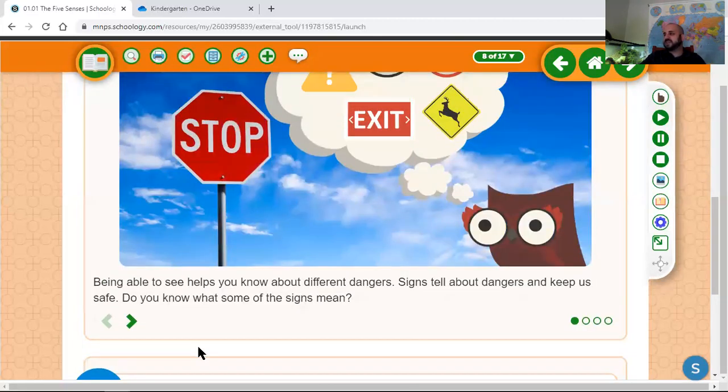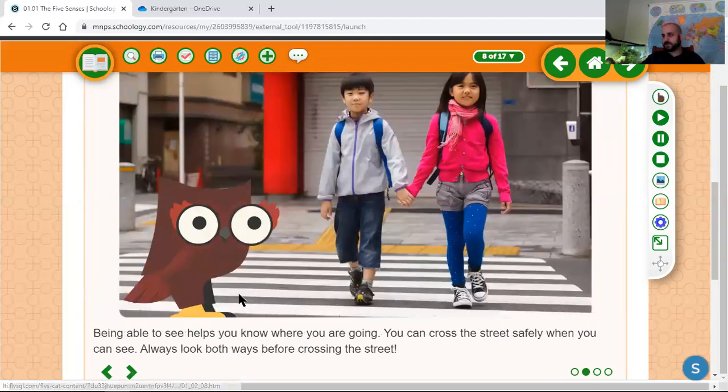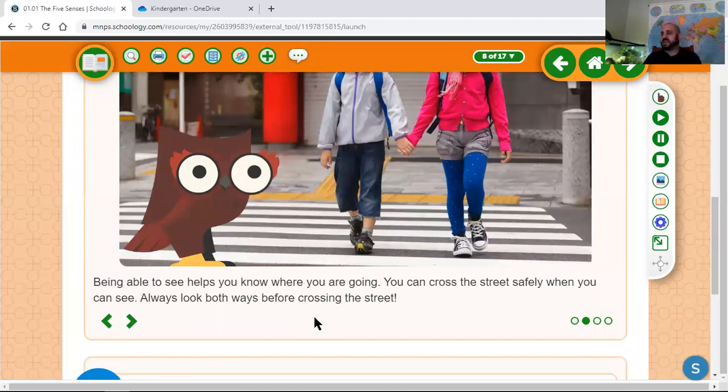Being able to see helps us know about different dangers. Signs tell about dangers and keep us safe. Do you know what some of these signs mean? Being able to see helps you know where you are going. You can cross the street safely when you can see. Always look both ways before crossing the street.